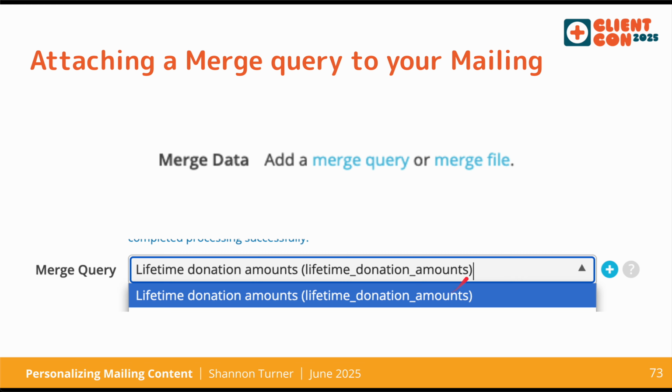Now, in order to actually add this merge query to your mailing, we'll follow the same process as we did with the merge file. On the compose screen of your mailing, you'll click Add a merge query, and then choose which one you want from the drop-down menu. If you don't see your merge query, then either your merge query doesn't have the report category of merge, so you'll need to add that to your report and save it, or you might have had your compose screen open before you created your merge query report. Maybe you created it in a separate tab after the fact. Either way, just refresh the compose screen and then you'll see your merge query.